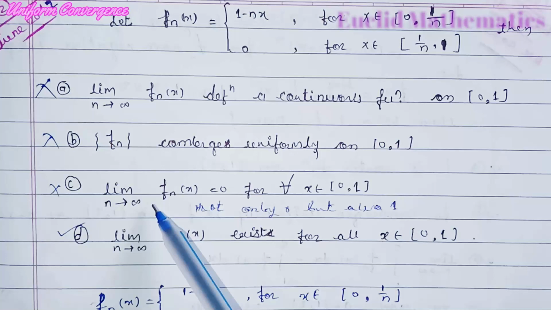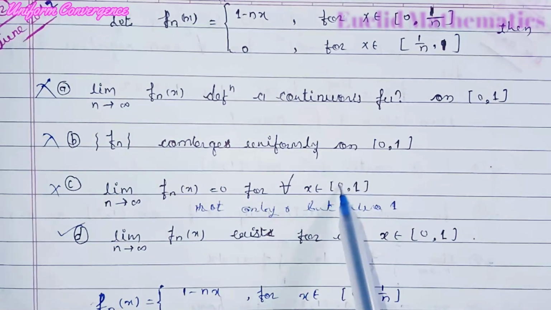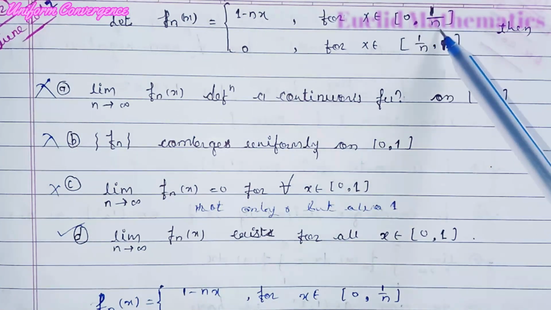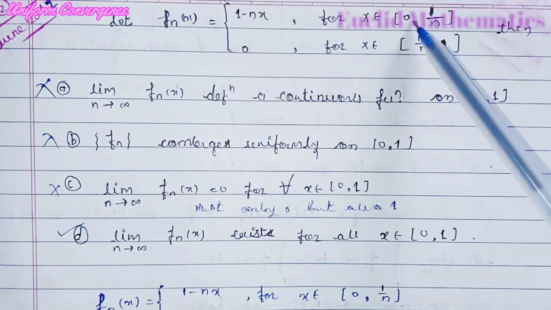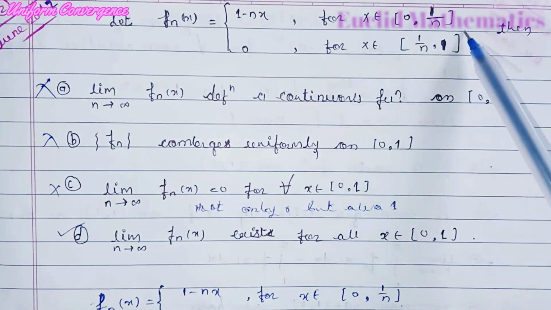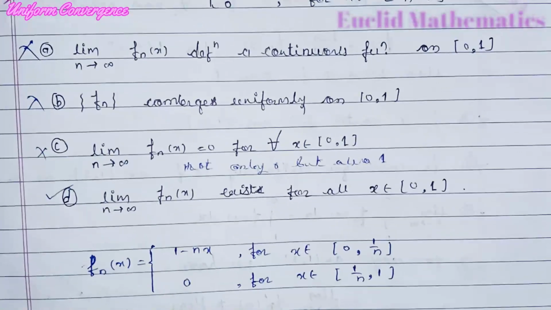Now the third option says that when we apply the limit as n tends to infinity to f_n(x), it gives only the value 0 for all x from 0 to 1. And option D says the limit as n tends to infinity of f_n(x) exists for all x belonging to the closed interval [0, 1]. You can see here that the interval [0, 1] is broken into [0, 1/n] and [1/n, 1]. So when it is broken, it gives two values. Now let's find out which option is correct.